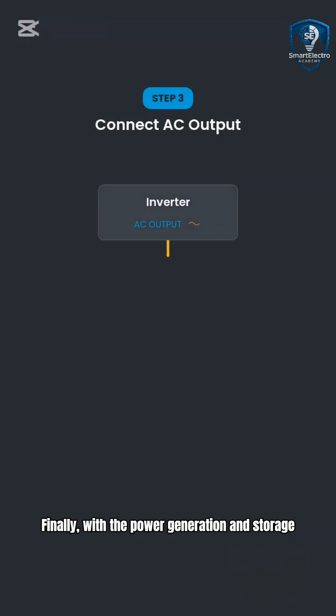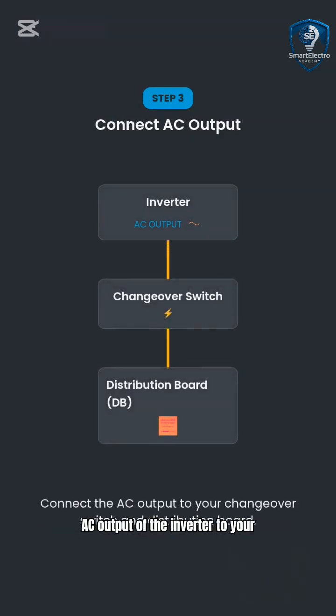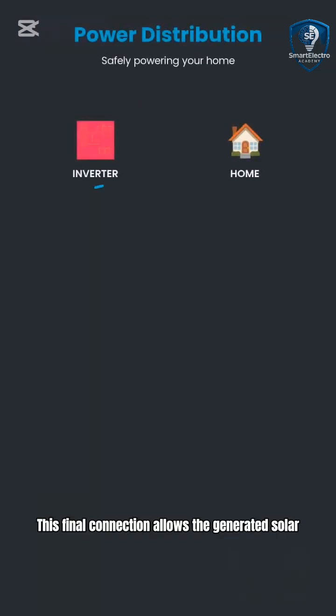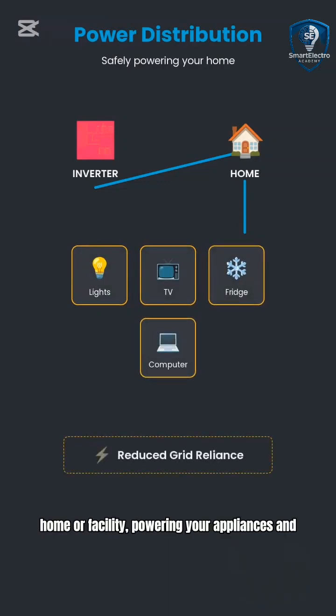Finally, with the power generation and storage components in place, you can connect the AC output of the inverter to your changeover switch and distribution board, or DB. This final connection allows the generated solar power to be safely distributed throughout your home or facility, powering your appliances and reducing reliance on the grid.